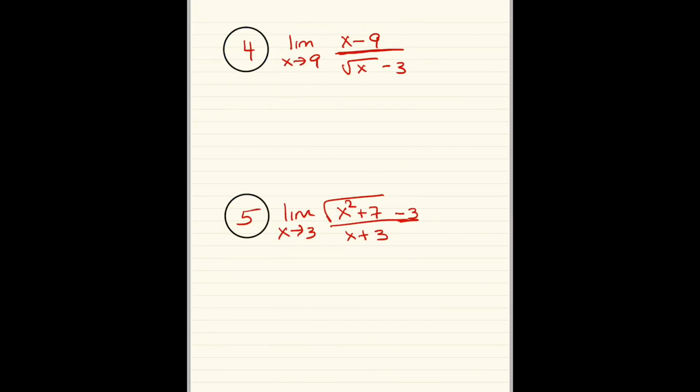Now we get to this guy who has a radical in the denominator. So this is a little bit different. We can't factor here. But first, do not skip any steps. You should check to see if it's 0 over 0.